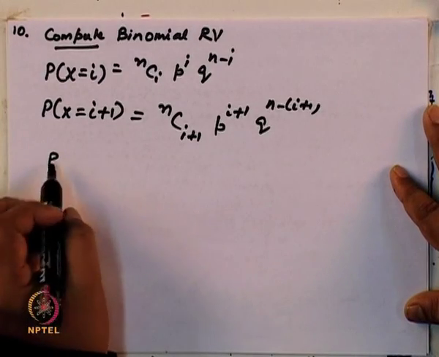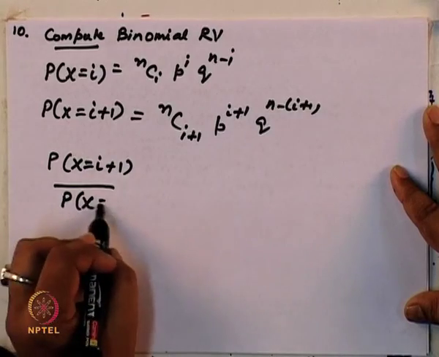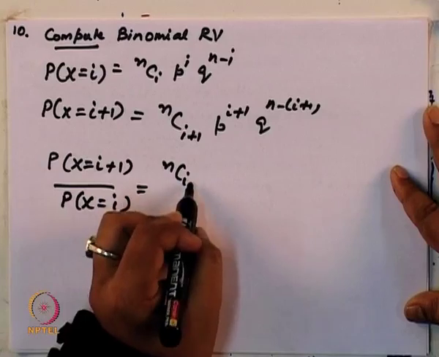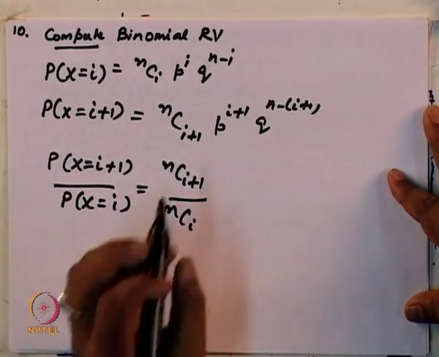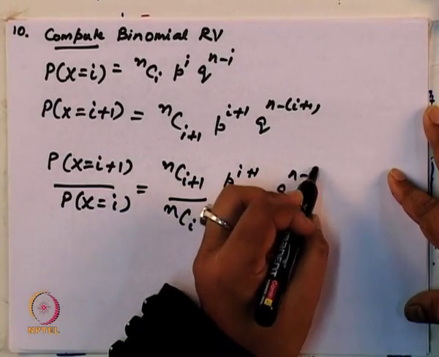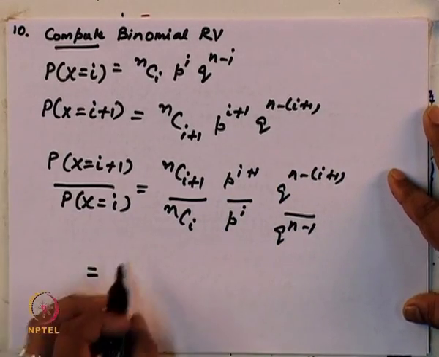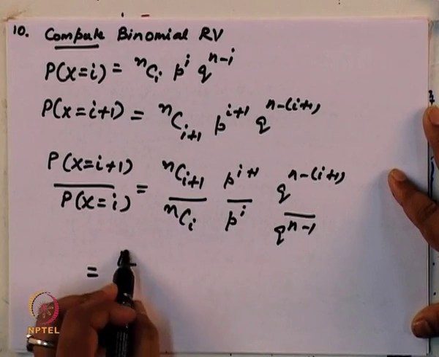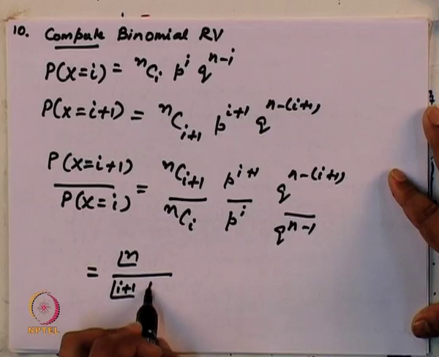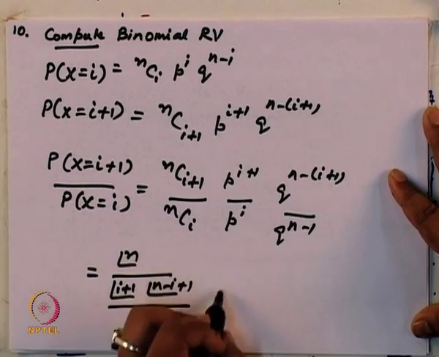Okay. So, I can take the ratio of probability of x equal to i plus 1 by probability of x equal to i, which is nC(i+1) by nCi, times p to the power i plus 1 by p to the power i, times q to the power n minus i minus 1 by q to the power n minus i. So, what is nCi? nCi you can write as factorial n by factorial i factorial n minus i, and this is p by q. So, I can simplify the following.